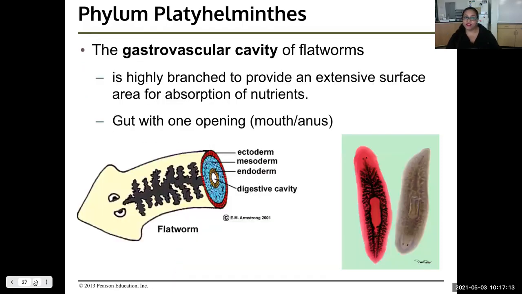The gastrovascular cavity of flatworms is highly branched to provide an extensive surface area for absorption of nutrients. And they still have a gut with one opening for its mouth and anus. Food and waste go in and out the same opening. But it's characterized, number one, by being flat. And number two, if you look at it under a microscope, you can see those branches. They look like tree branches, but that is their gastrovascular cavity.